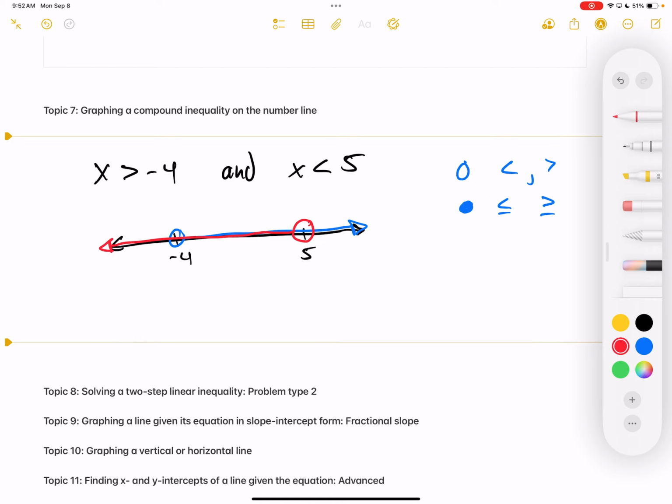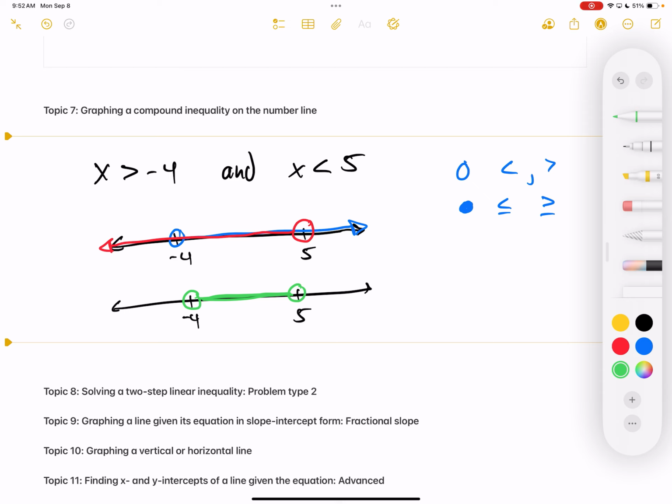Now this is where y'all will have to help me, because I was doing this in college algebra last week. It says and. So is my answer only where the blue and the red line are? Do y'all remember doing this problem? It's a compound, right? I want a number that is greater than -4 and a number that's less than 5. So my answer would only be from greater than -4 and less than 5.